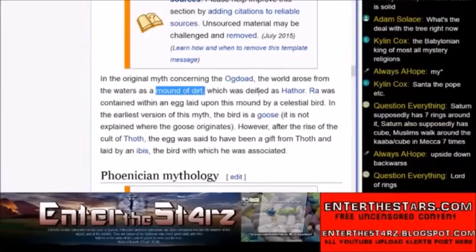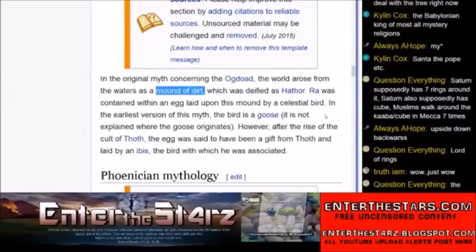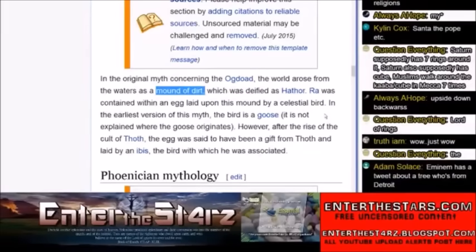It says it was deified as Hathor, this mound of dirt. Ra was contained within an egg laid upon this mound by a celestial bird. In the earliest version of this myth, the bird is a goose. It is not explained where the goose originates. However, after the rise of the cult of Thoth, the egg was said to have been a gift from Thoth and laid by an ibis, the bird with which it is associated.